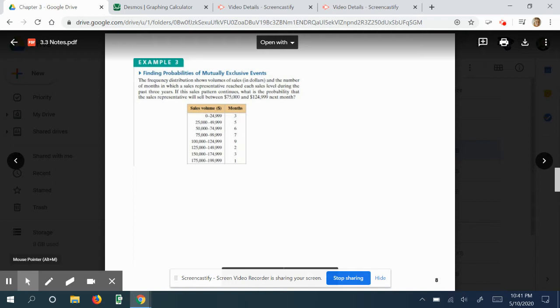So if the sales pattern continues, what we're looking at is, how many months are there in total? The total number of months is 3, 5 would be 8, plus 6 would be 14, then 21, 23, 24, 25, 26, 27, 28, 29. So it'll be out of 29.